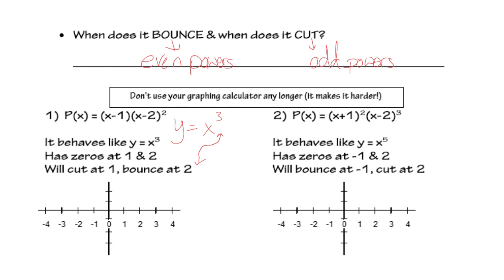But I only have 2 zeros. I have a zero at 1 and I have a zero at 2. Because the power on the x minus 1 is assumed to be a 1, and it's odd, it's going to cut there. But the x minus 2, that is creating a zero at 2, has an even power, so it's going to bounce at that spot. So it starts low, cuts at 1, comes around, and bounces at 2 like that. So it just touches at 2 and then keeps on going.